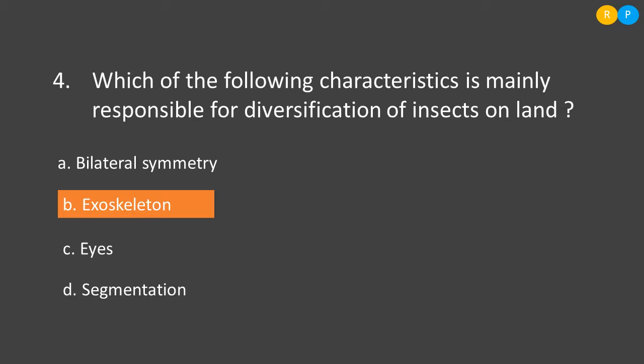Then option C, eyes. Eyes are only the sense organs in insects. Clear. Then option D, segmentation. Segmentation does not help in diversification, because that will not help in any kind of vegetative propagation or reproduction. Segmentation is just one character of insects. It can also be seen in earthworm. Clear. So the correct answer here is option B, exoskeleton.